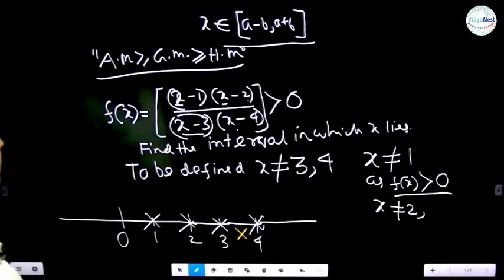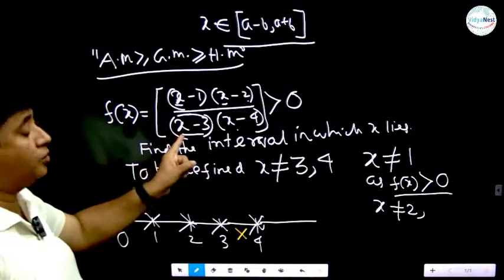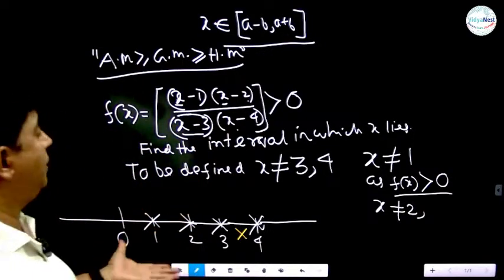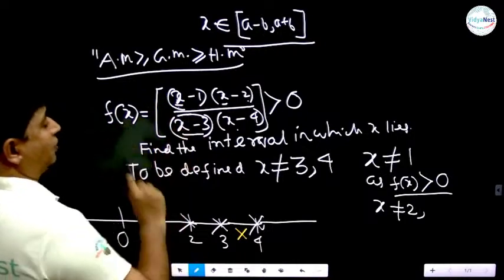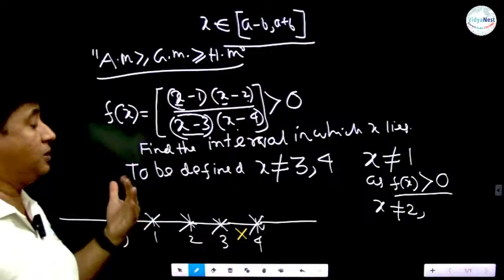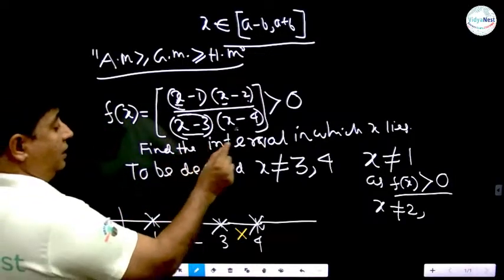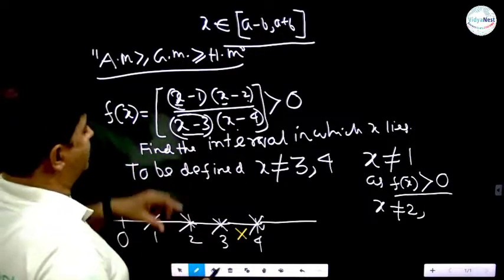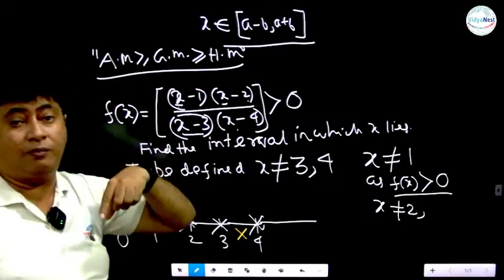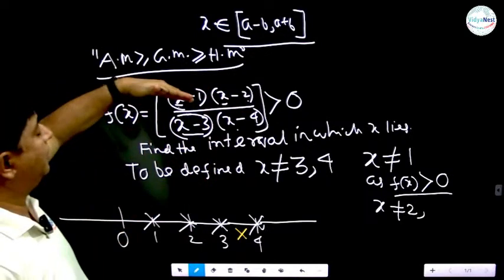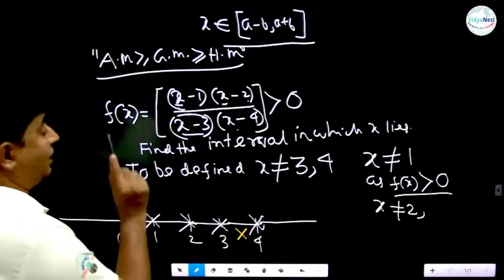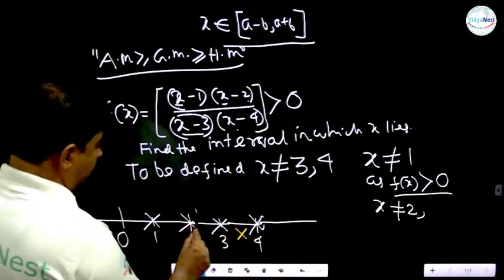Okay. Now you choose an arbitrary value between 2 and 3, say 2.5. 2.5 minus 1 positive, 2.5 minus 2 positive, multiplying gives positive. See the denominator: 2.5 minus 3 negative, 2.5 minus 4 negative, negative times negative multiplied gives positive. So the numerator positive divided by the denominator positive gives positive. So this is satisfying. Okay?